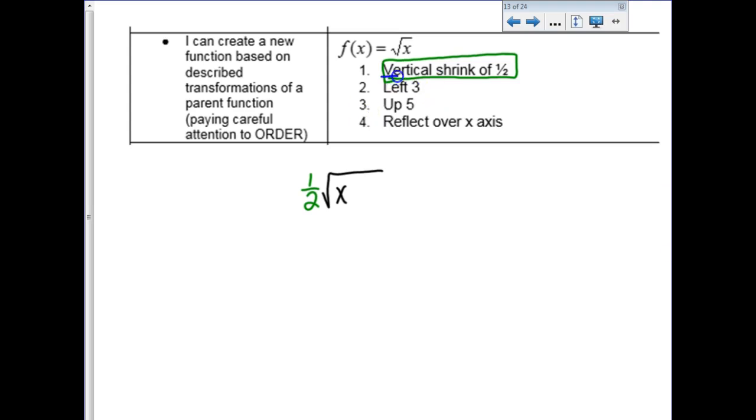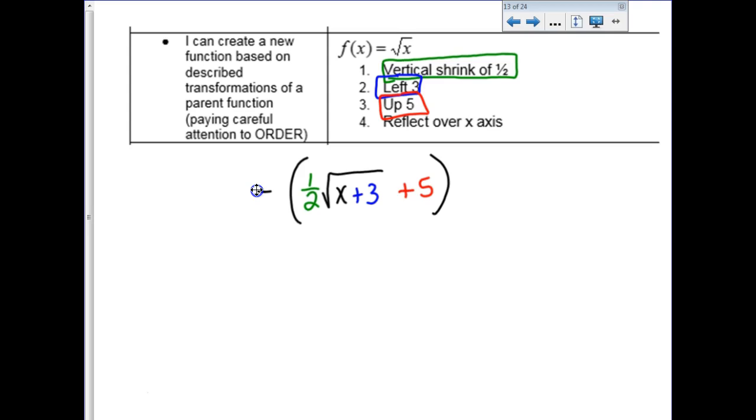And then you have to apply a left 3 shift. So that would look like an x plus 3 right here in the body. And then you have to show me an up 5 shift. So out of the body, a plus 5. And this is where everyone's going to get a little confused. Now I need you reflected over the x-axis. So at the very end, if you do a reflection, what you have to do is this. Do you see how order matters all of a sudden?